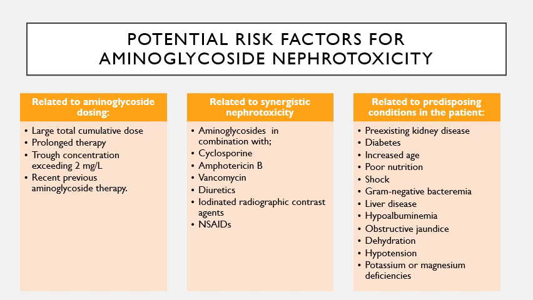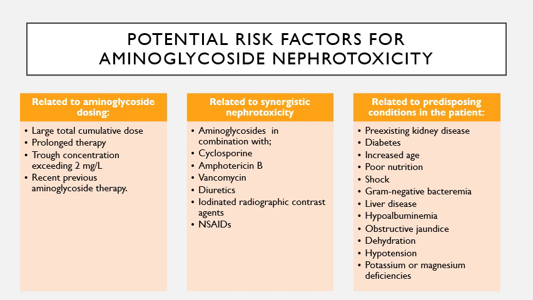Trough concentrations exceeding 2 milligram per liter and recent or previous aminoglycoside therapy will result in increased chances of aminoglycoside nephrotoxicity. Next is related to synergistic nephrotoxicity. If aminoglycosides are given with other agents which also affect kidney function, there will be more chances of nephrotoxicity. These agents include cyclosporine, amphotericin B, vancomycin, diuretics, iodinated radiographic contrast agents, and NSAIDs.